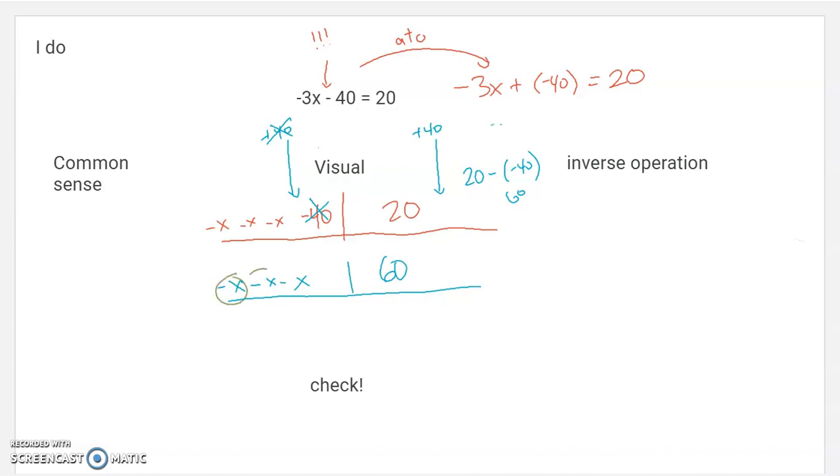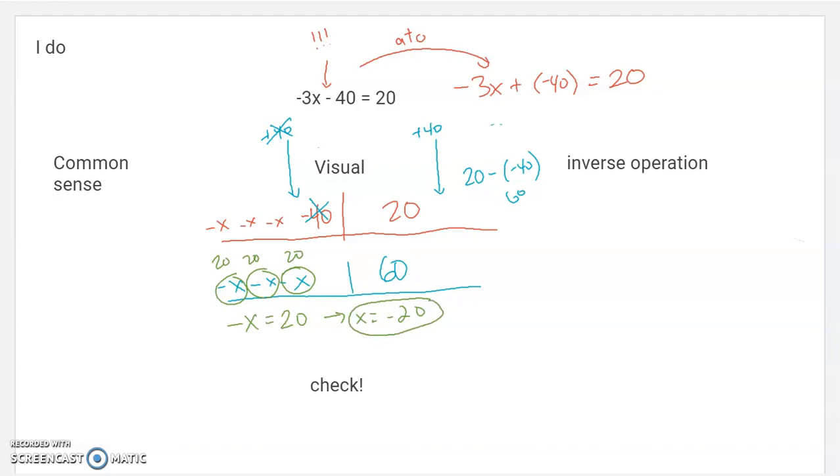So now I'm ready to solve this. I've got 3 of these opposite of x's. To make 60, they'd each have to be 20. So if the opposite of x is 20, then that means x is negative 20. Solved.